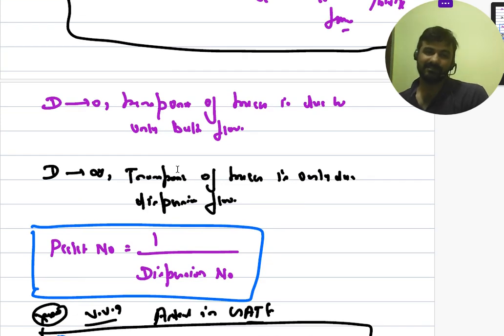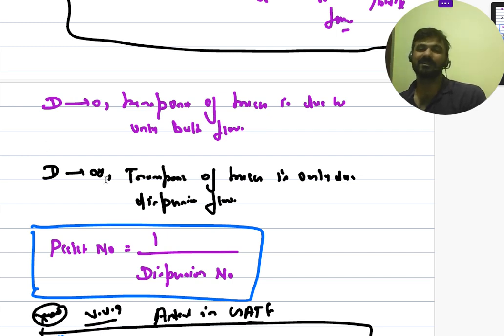So let's say D equals 0, means transport of the tracer due to the dispersive flow will be 0. There is no axial dispersion, and that shows the dispersion number will be 0. And if the dispersion number is 0, then this indicates that there is no axial transport due to axial dispersive flow. Then this is the case of a plug flow reactor, an ideal plug flow reactor.